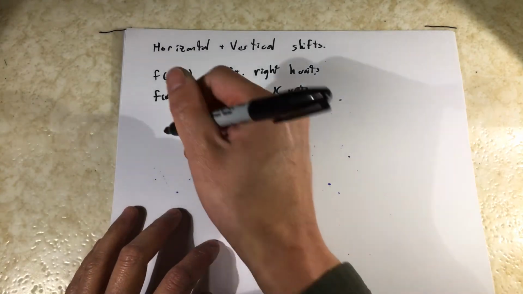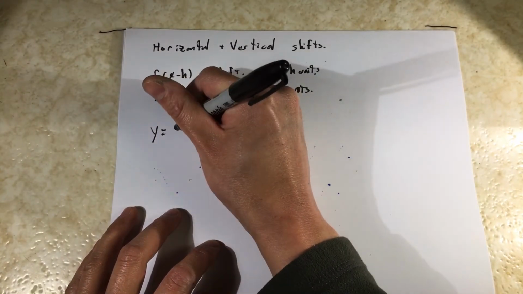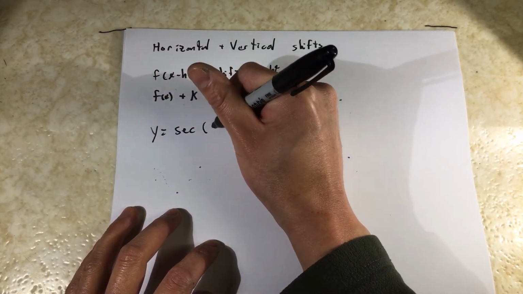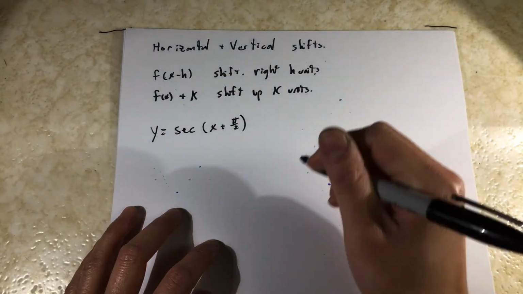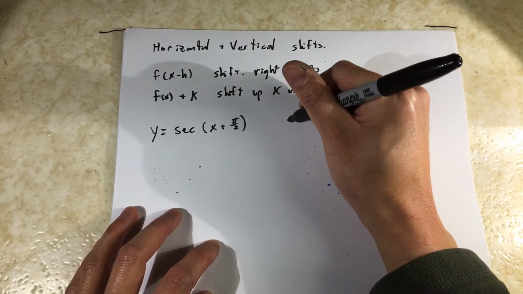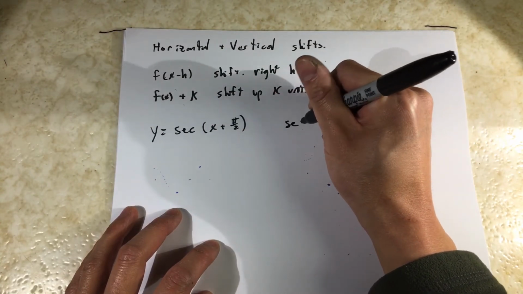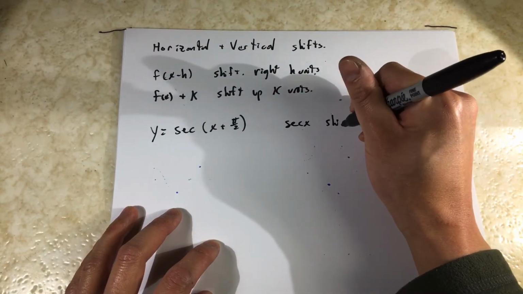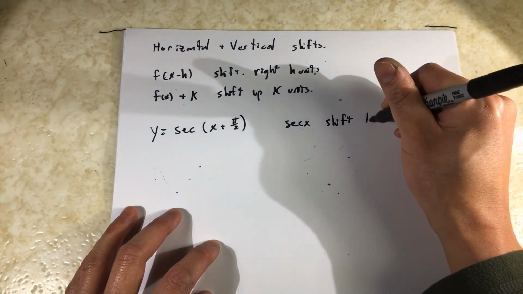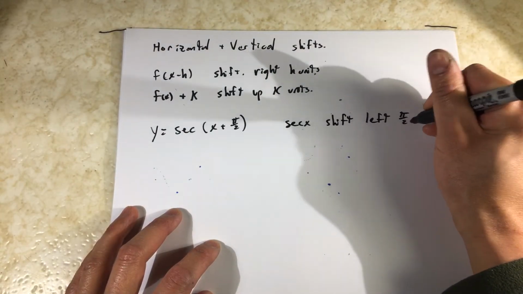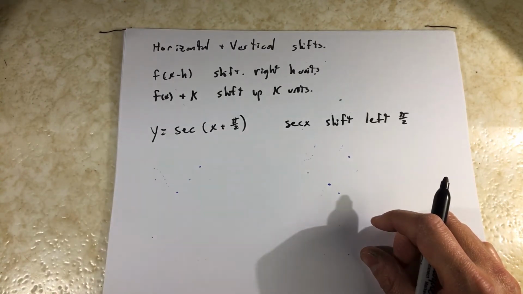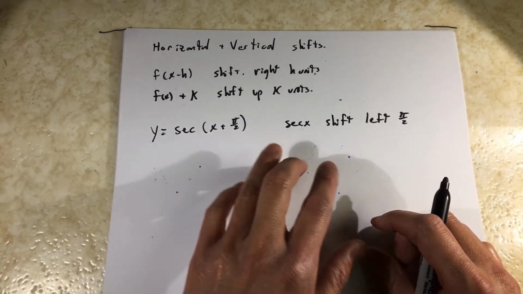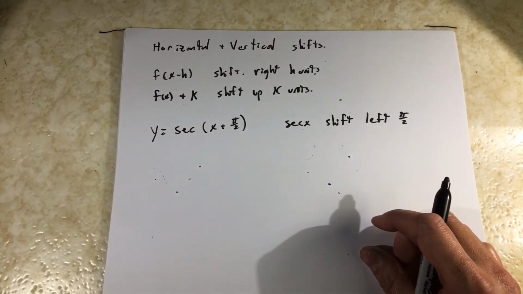So let's look at something like y equals secant of x plus pi over 2. So if we saw something like this, that would be a clear indication that we have secant x, but we want to shift it left pi over 2 units. All right, so it's positive, which means it's to the left, and pi over 2. And it's inside the secant, so that's going to be a left-right shift rather than up and down.